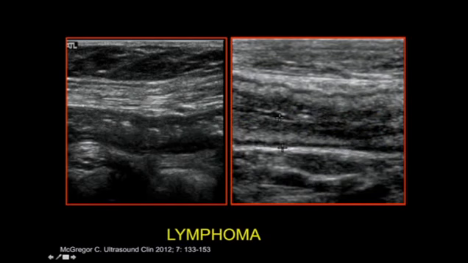And this is just to contrast with our initial patient who had Yersinia terminal ileitis, where those bowel wall layers were so beautifully preserved: the hypoechoic muscularis mucosa, the echogenic submucosa, and the hypoechoic muscularis externa.